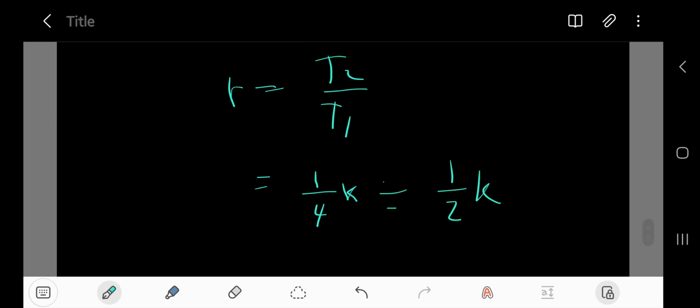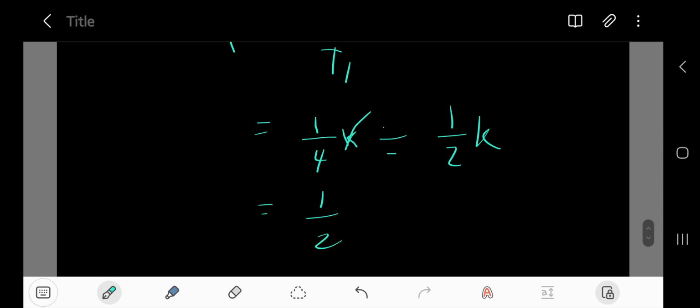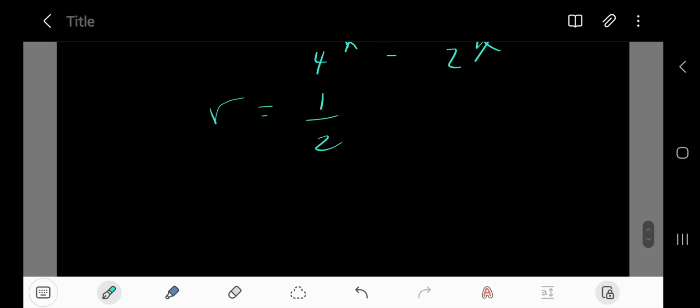So term 2, which is 1 over 4k, divided by the first term, which we got as 1 over 2k. In this case, we're going to have our ratio as 1 over 2, because the k's are going to cancel out. So this is our r. So this is our ratio here, and then yeah, let's push.